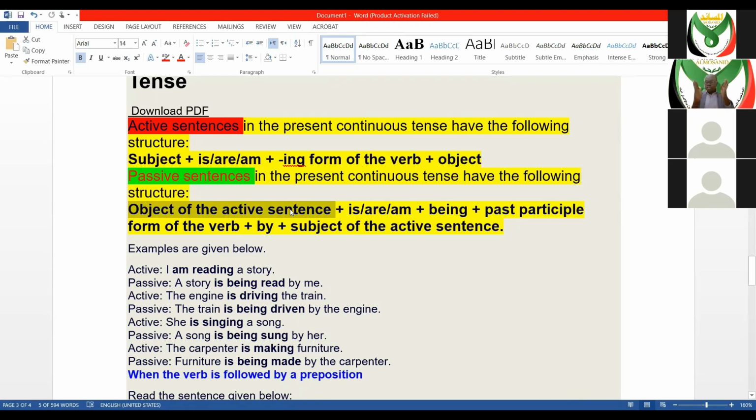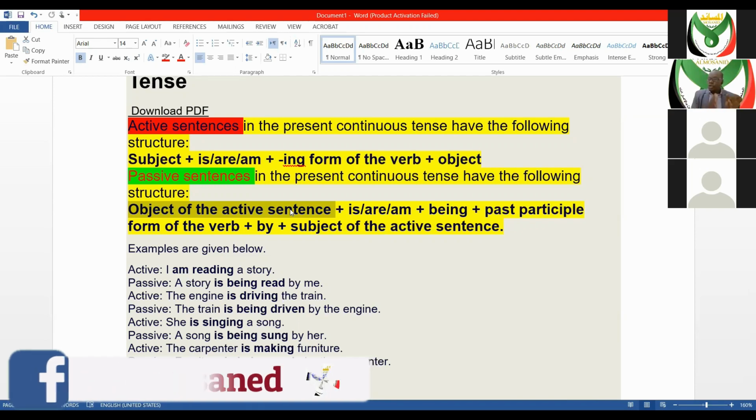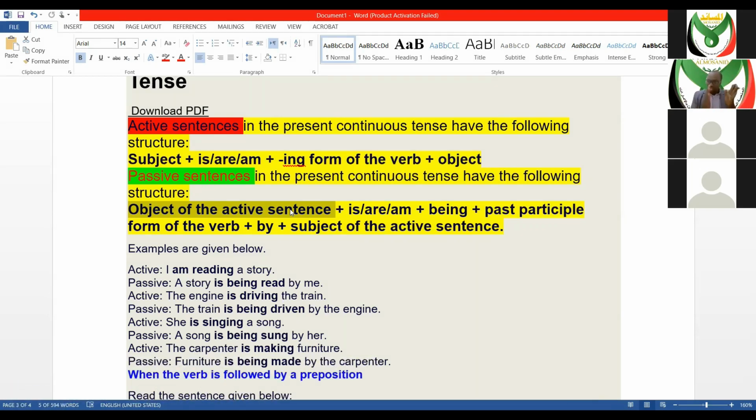The first thing, when you want to change the active sentence to the passive, you have to search for the object of the active sentence. You put it in the first position, okay?